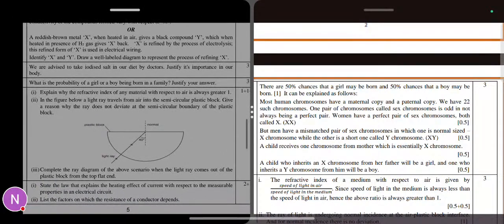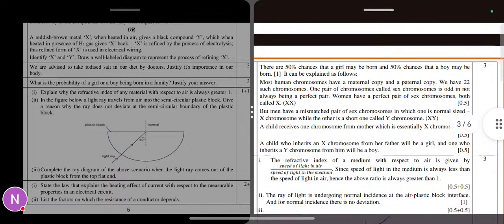Next, the first question they asked, explain why the refractive index of any material with respect to air is always greater than 1. The refractive index of a medium with respect to air is given by the speed of light in air divided by the speed of light in the medium. Since the speed of light in the medium is always less than the speed of light in air, the above ratio is always greater than 1.